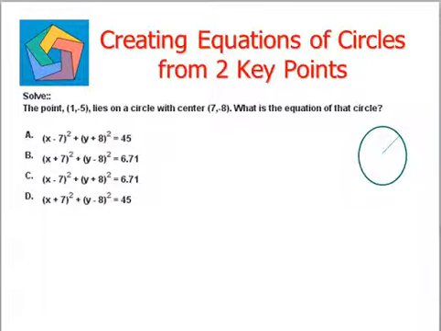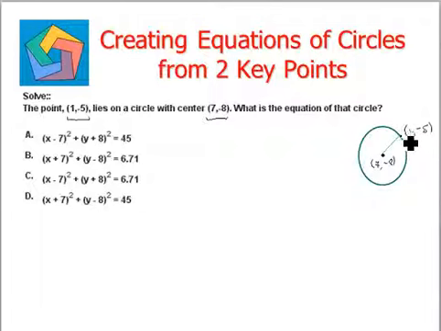The first one says: the point (1, -5) lies on a circle with the center whose coordinates are (7, -8). What is the equation of that circle? Looking at the diagram, we are given the coordinates of the center, that is (7, -8), and a point on the circle that has the coordinates (1, -5). We have to find out the equation of the circle.